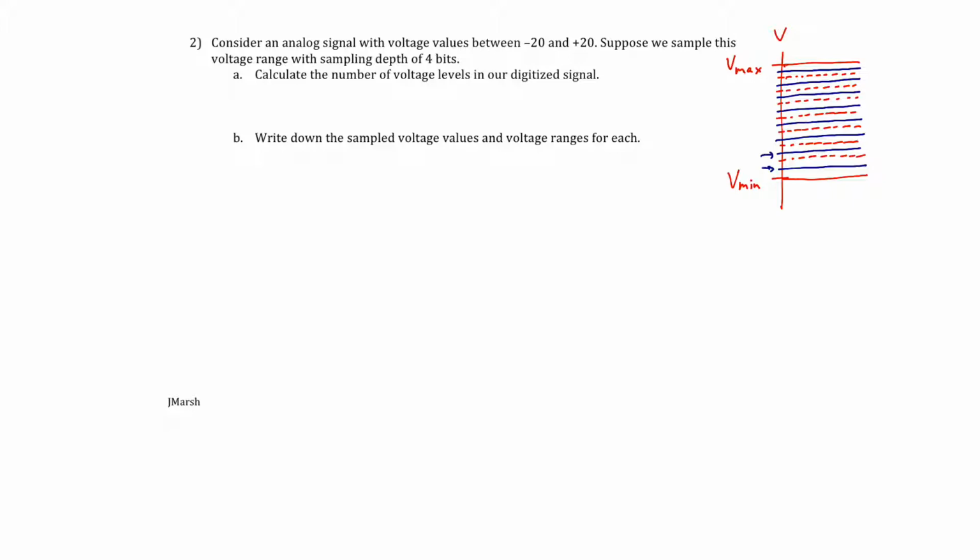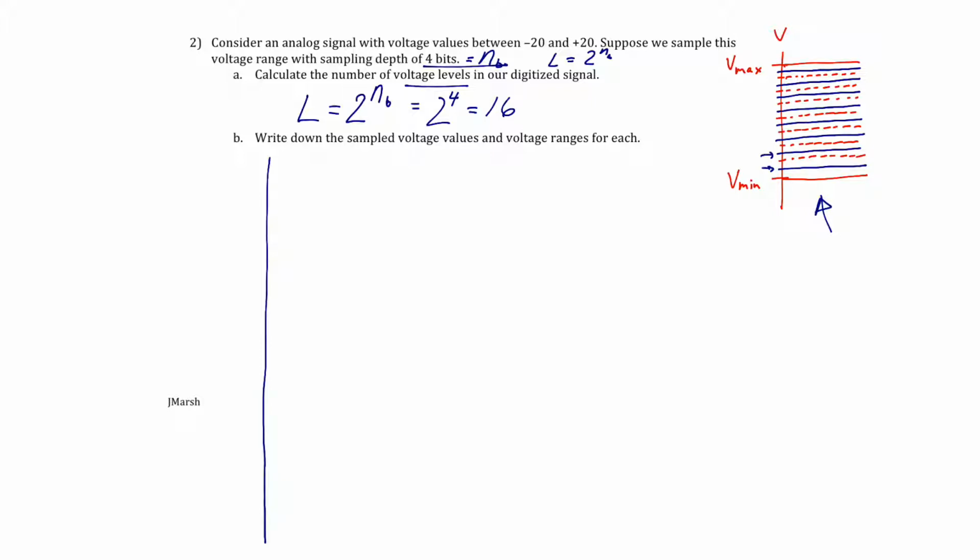So let's do this example. Calculate the number of voltage levels in our digitized signal. We use L for voltage levels, and we use NB for the sampling depth, and L is 2 to the NB. NB is 4, so 2 to the 4th, or 16 voltage levels. So it's twice as many as I drew here, and I'll have to draw the picture a little bit larger now.